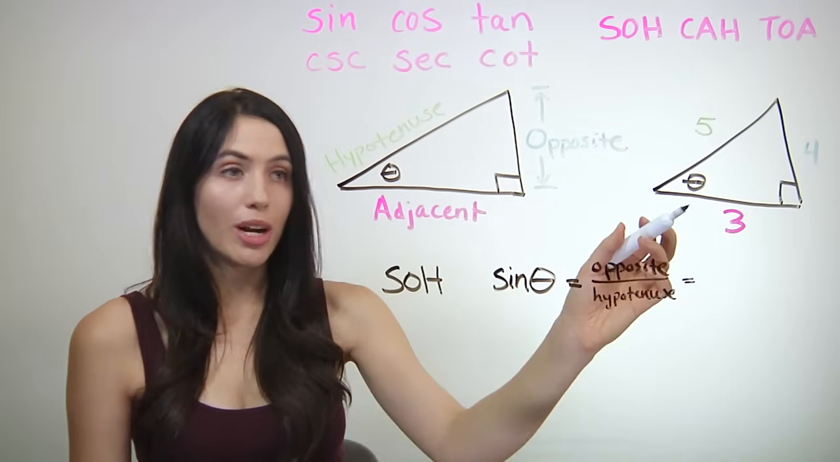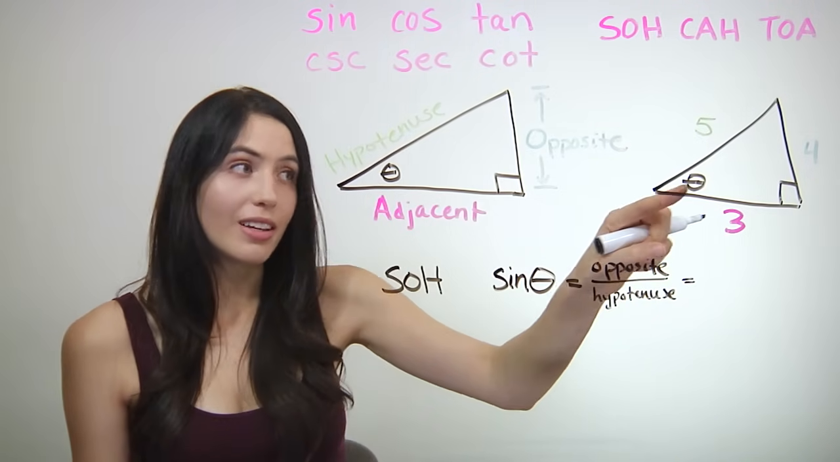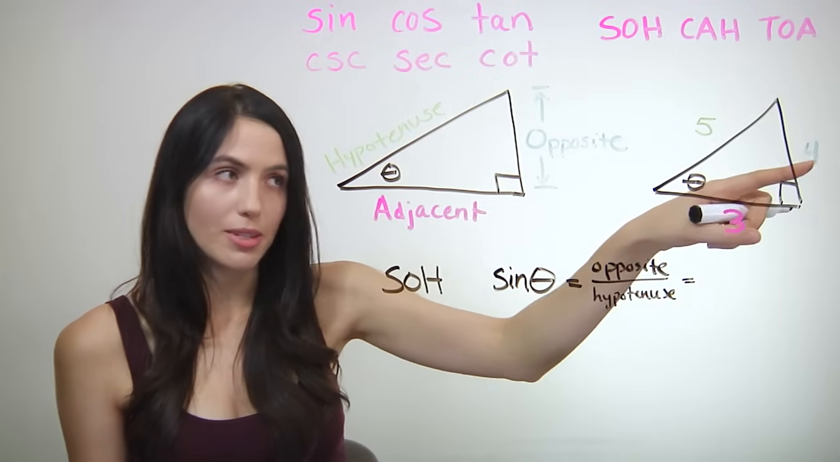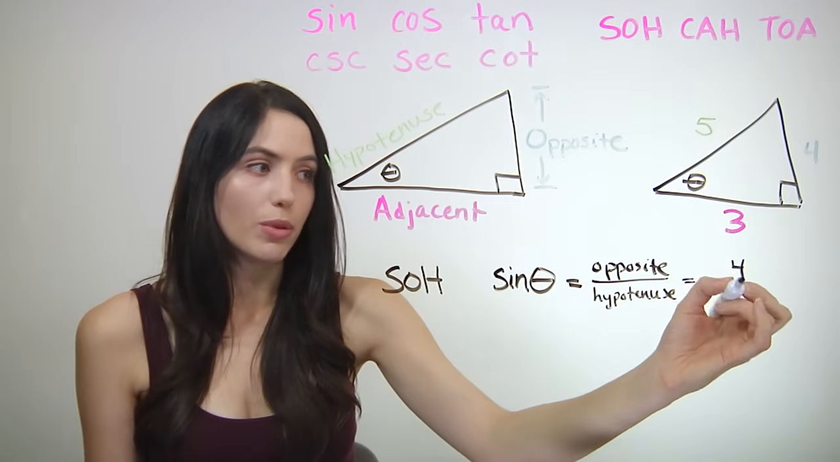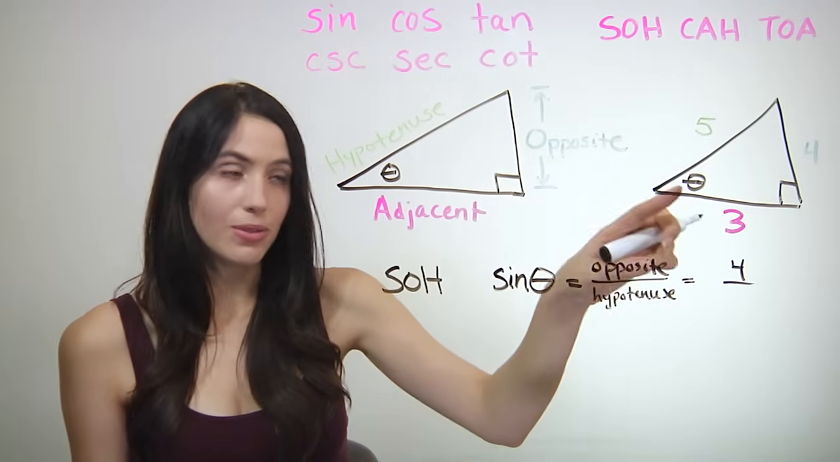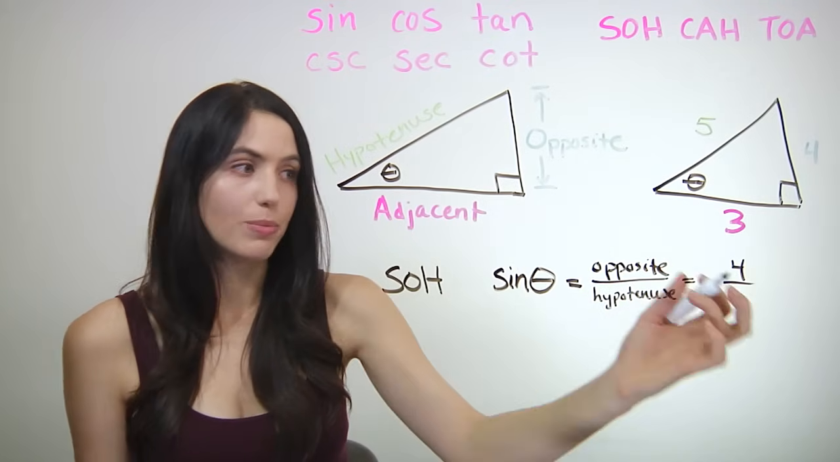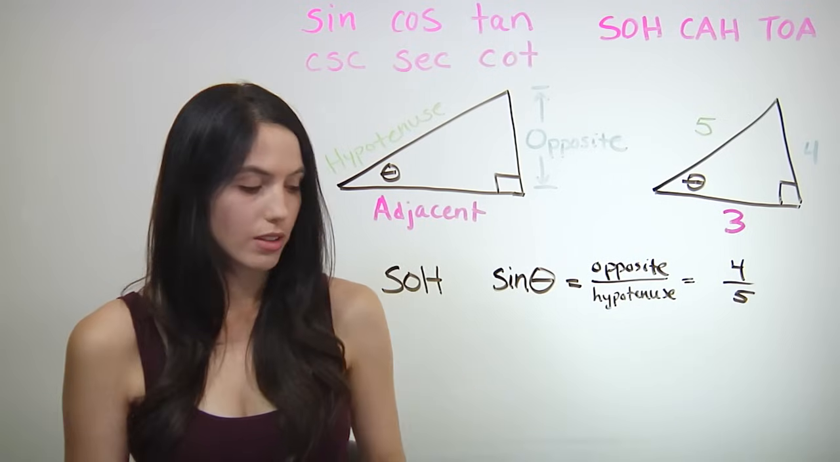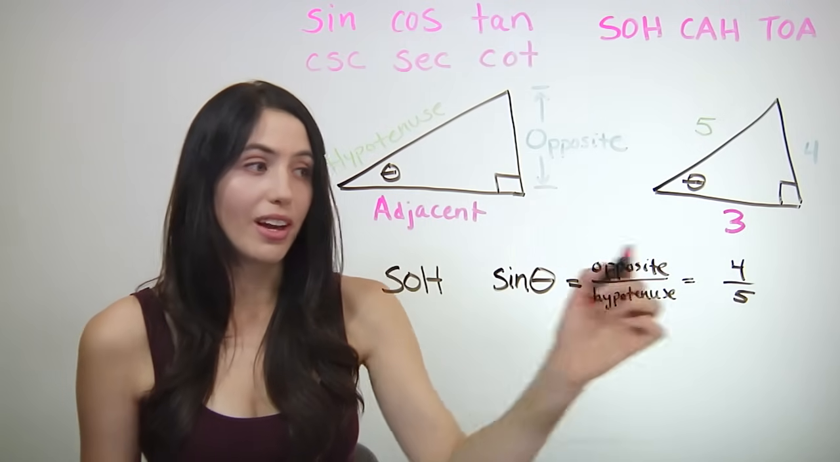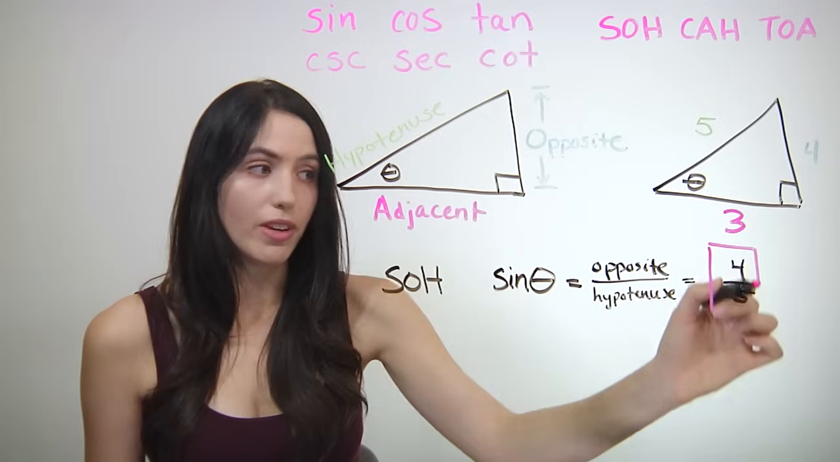And in this particular problem, the opposite side is 4. This is directly opposite theta. So you put 4. And the hypotenuse, the longest side, is 5. You put 5. So your answer for sine of theta is 4/5.